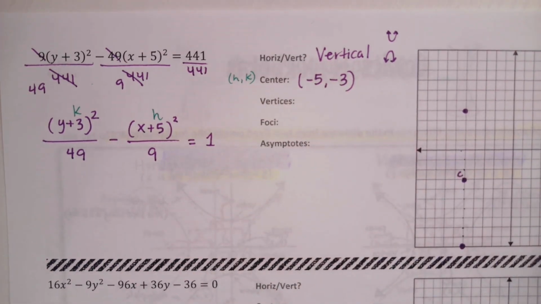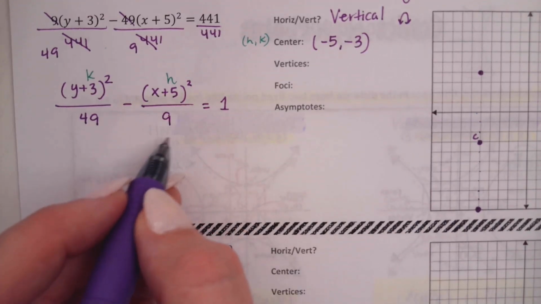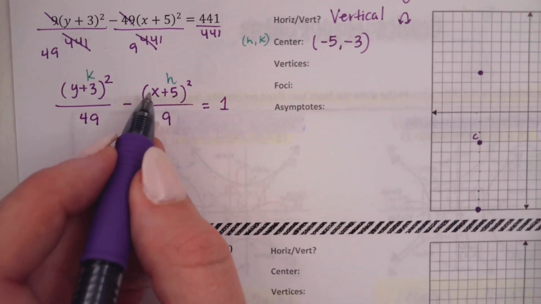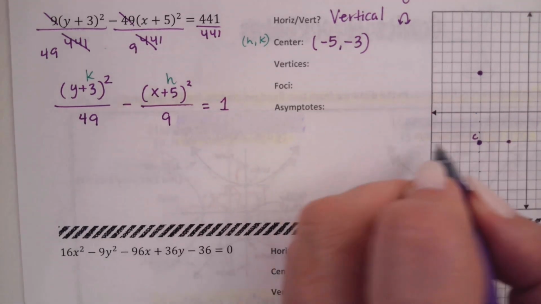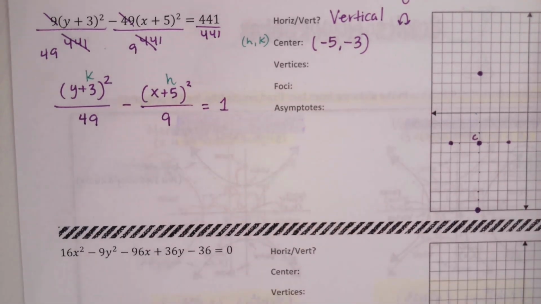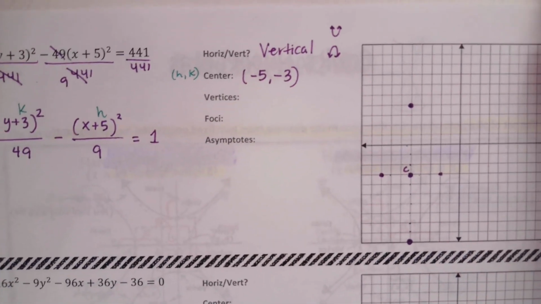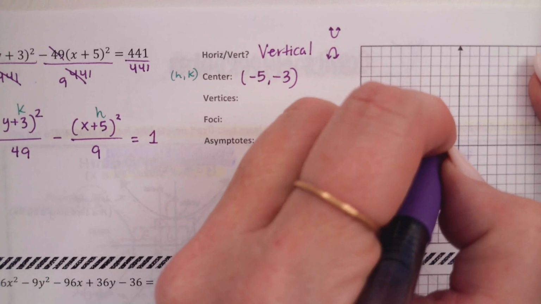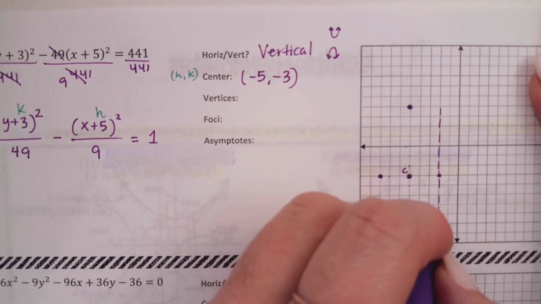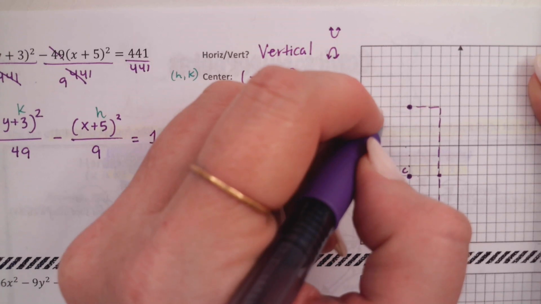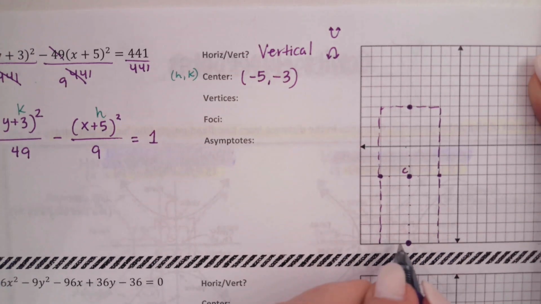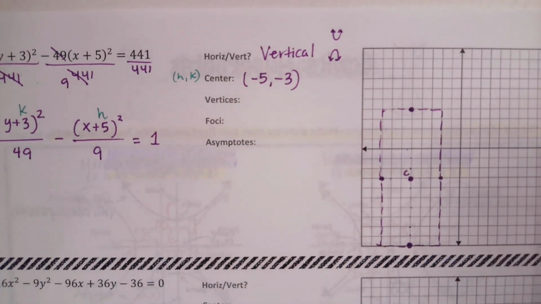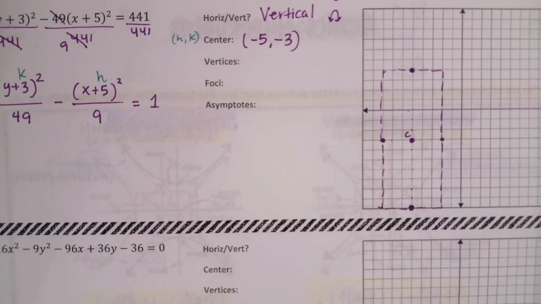Okay. And then underneath the x term is a 9, so we'll use its square root, which is a 3, and we'll count 3 in the x direction from the center. So from the center, 3 left and 3 right. We'll draw our little rectangle through those now. Once we have our rectangle drawn, then we can draw in the asymptotes, which are going to go down the diagonals of that rectangular box.